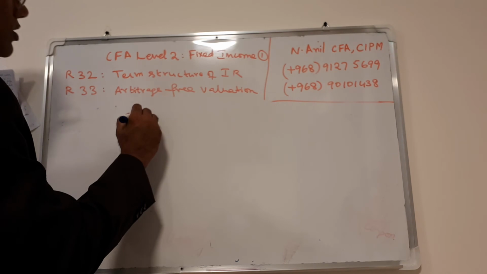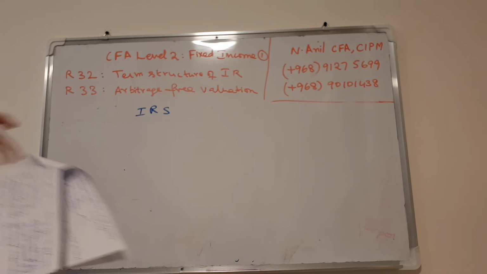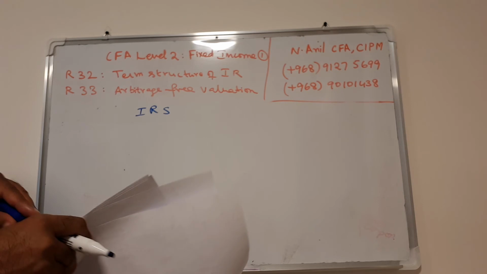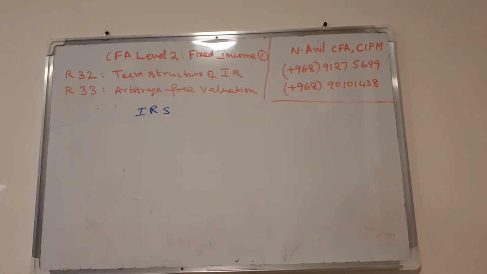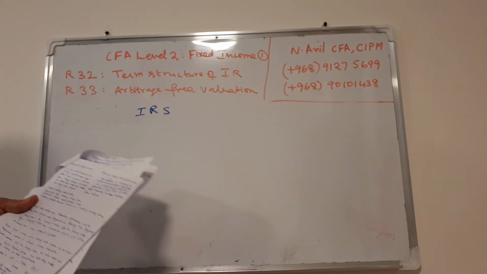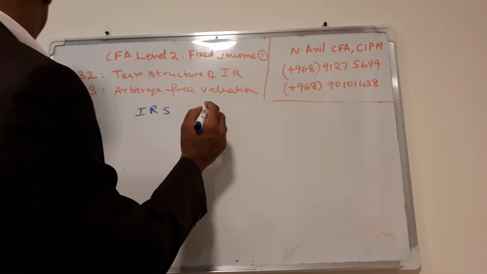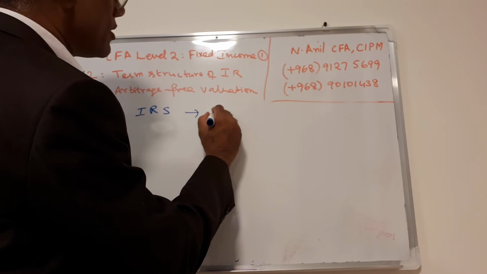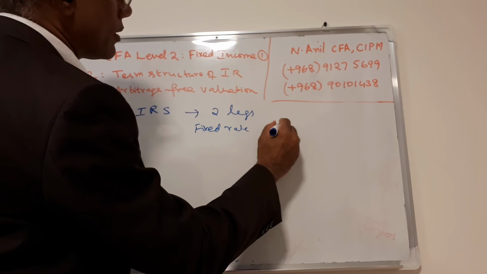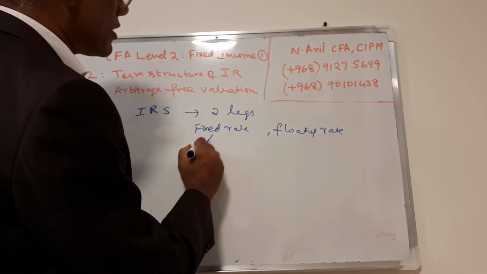Let's go to interest rate swaps. As I said, the swap market is more important than the government bond market in certain countries where the government bond market is not deep enough. The swap rate: a swap is basically an interest rate derivative instrument used to swap from fixed rate. There are two legs: fixed rate and floating rate. So the swap rate is the fixed rate.